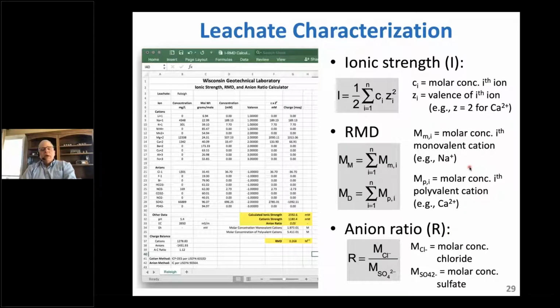Now, once we get our chemistry back from the laboratory, we should calculate our ionic strength and our RMD. Another parameter to consider too is anion ratio. I talked about this for bentonite-polymer composite materials as well. Get the data back, put it in the spreadsheet, and have it calculate the ionic strength, the RMD, and the anion ratio. You might say, well, where is that spreadsheet? You may remember that I put this spreadsheet on the file share that I shared after the first webinar series. I will post it again for you to use. You can download it. It's got all the information filled in. All you have to do is plug in the concentrations and it'll do all the calculations for you.